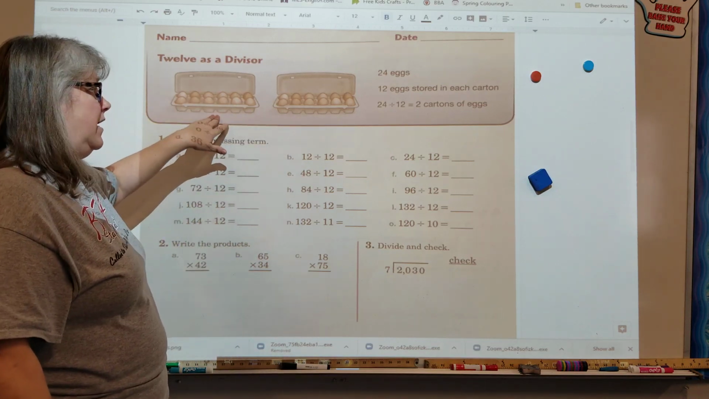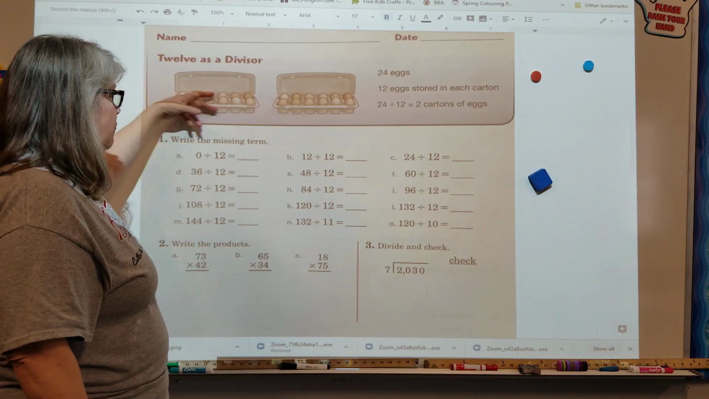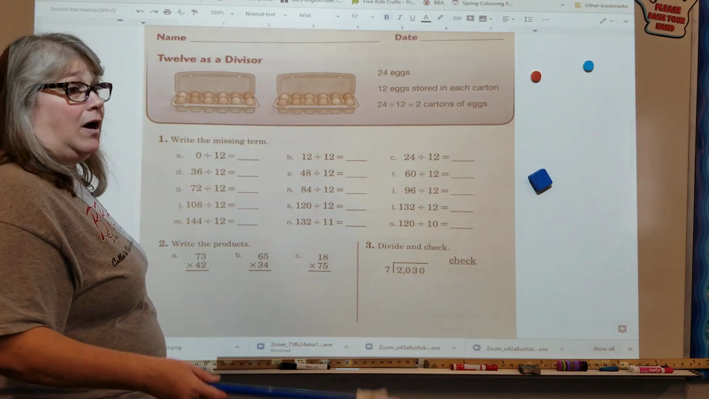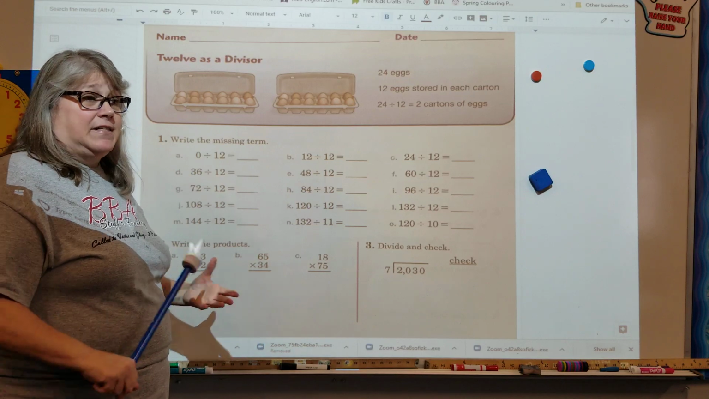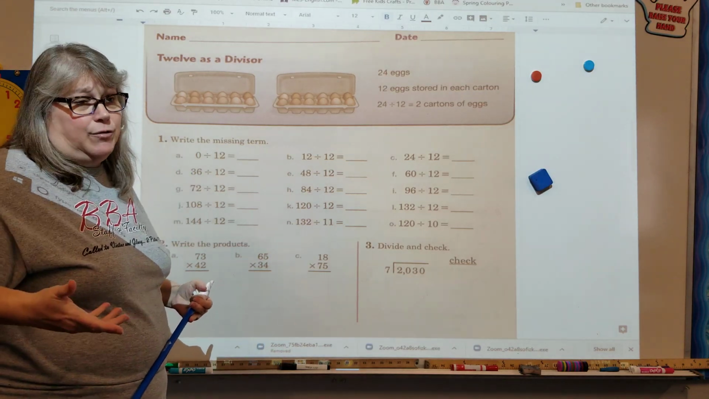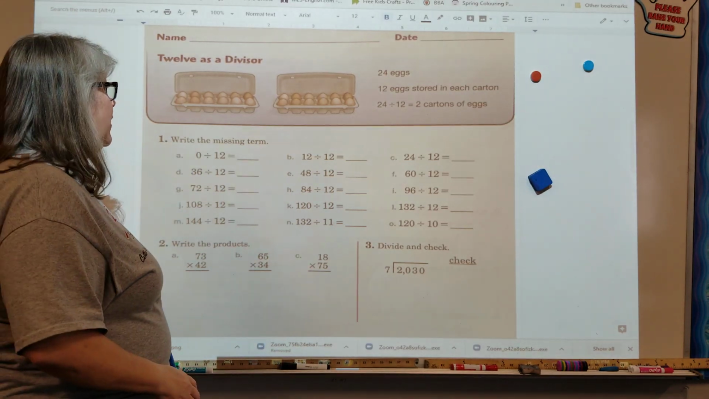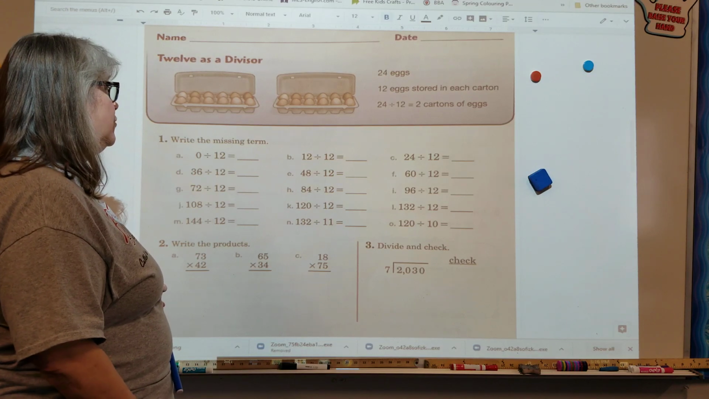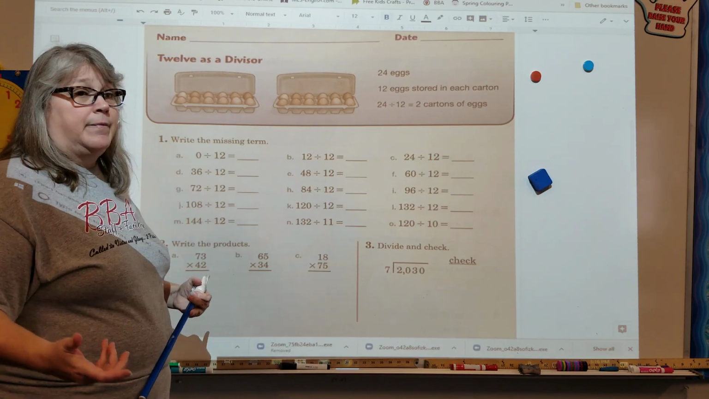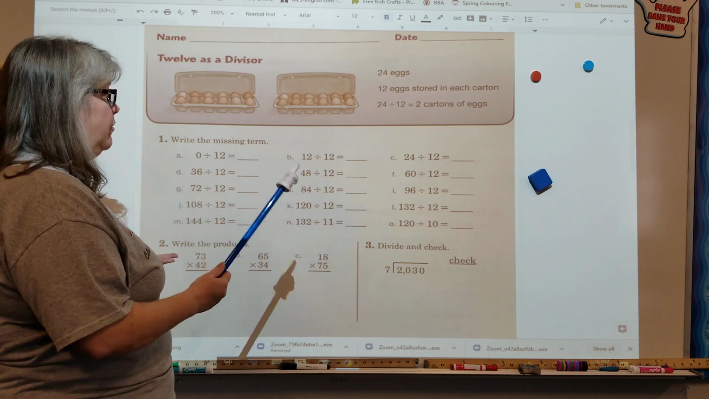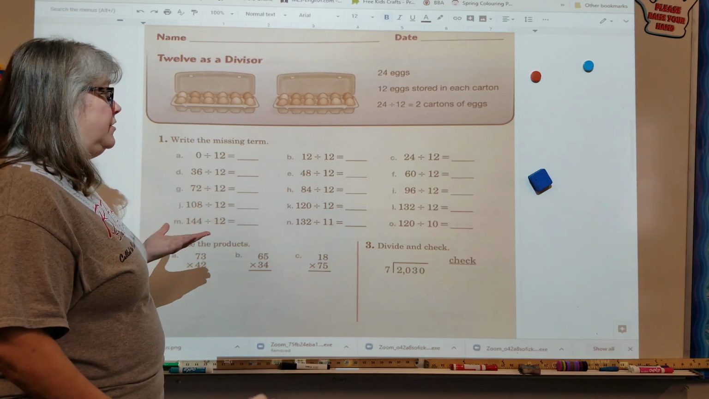These are dozen containers. So if we have 12 eggs rolling around and we need to know, oh, I need some containers, and they say, how many containers do you need? That's where you divide by 12. Well, I have 24 eggs, so how many containers do I need if each container will hold 12 eggs? And we say 24 divided by 12 is 2.